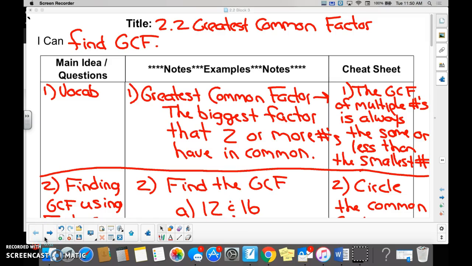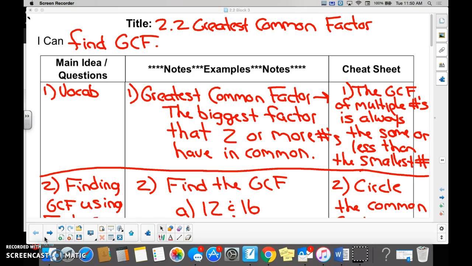Greatest common factor. I can find greatest common factor. Good. And GCF means greatest common factor, right? I'm totally cool with you writing GCF for greatest common factor. So, a greatest common factor: the largest number that two numbers have in common.